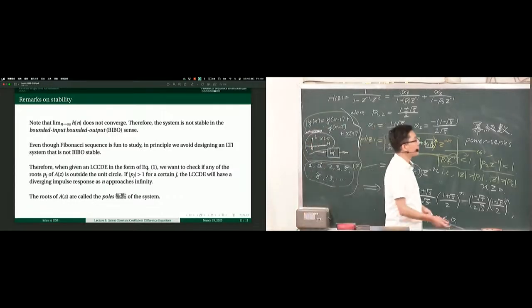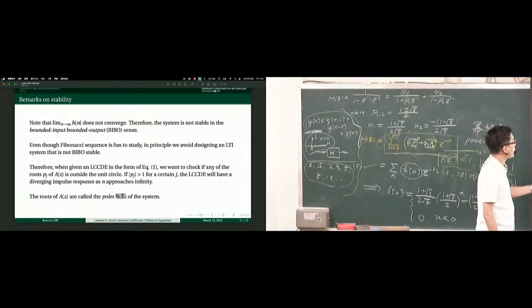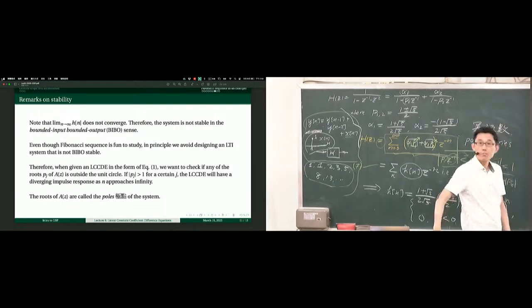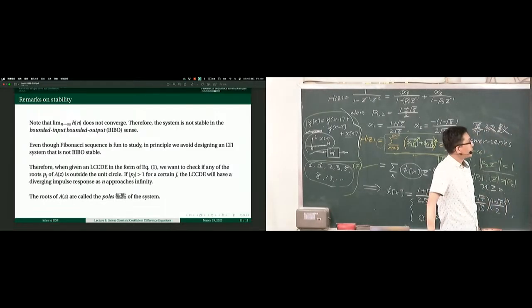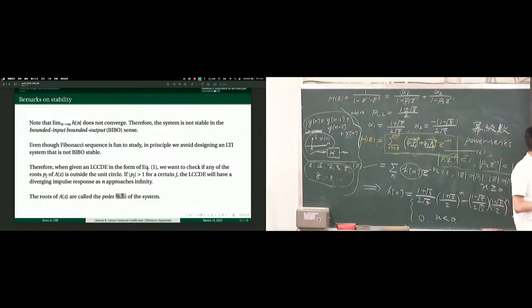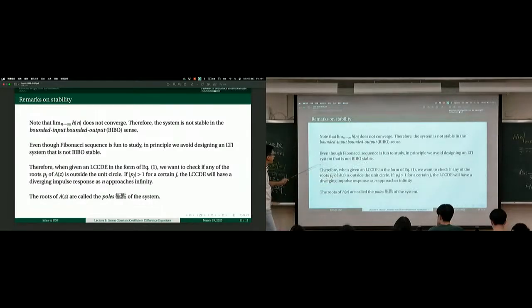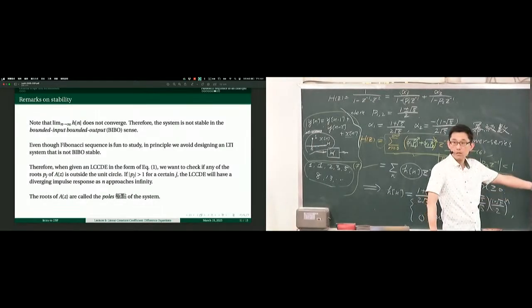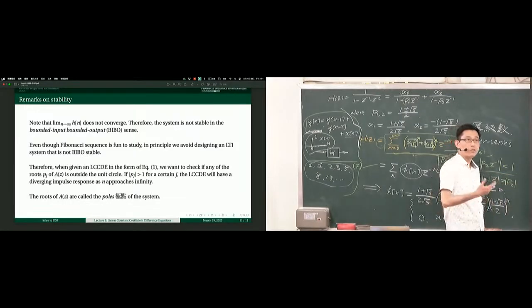So in this sense, we notice that the system is not stable in the bounded input, bounded output sense, meaning that even though it receives one bounded input, the output could be unbounded. And if you see this happen, the system is not stable. So let me just move on to the next point. Even though the Fibonacci sequence is fun to study and historically important, in principle, in DSP, we will avoid designing an LTI system that is unstable. We don't like our system to be unstable, either to process your signal, right?